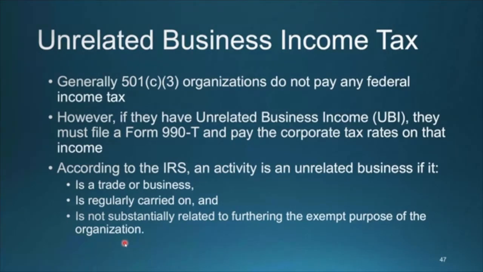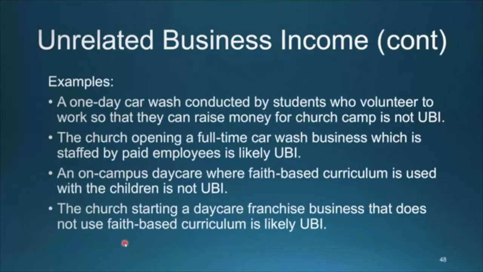So it has to be all 3. It has to be a trade or business, has to be regularly carried on, and is not substantially related to furthering the exempt purpose of the organization. So let's do some examples. The one-day car wash I mentioned is not UBI, and it's not UBI for 2 or 3 different reasons. Number 1, it was one day, not regularly carried on. 2, it was conducted by students who are volunteers. Any activity that's conducted solely by volunteers also is excluded from UBI. And 3, we're raising money for church camp, which is related to our purpose.